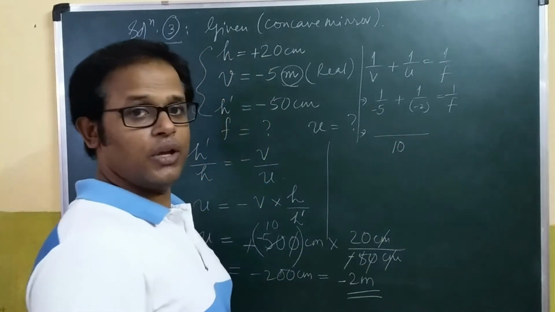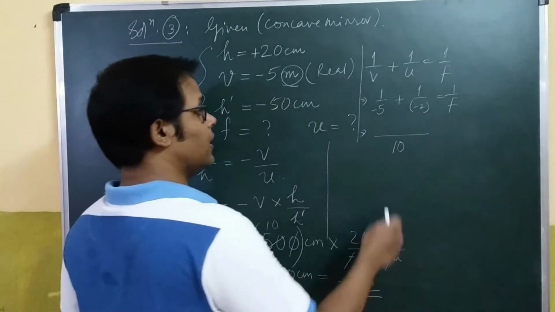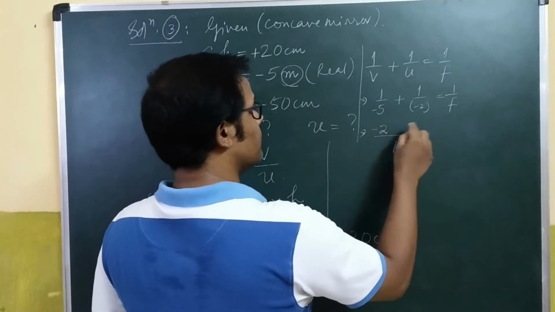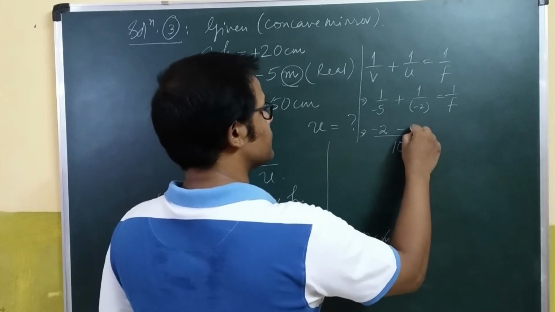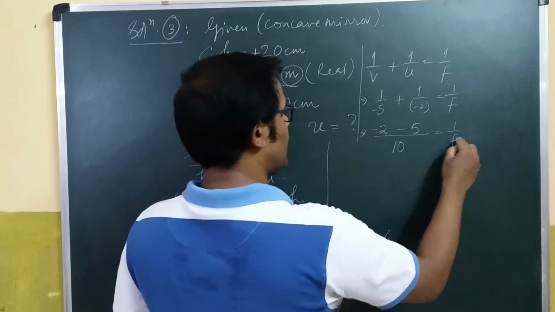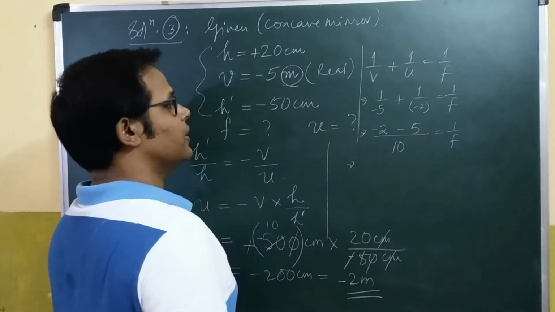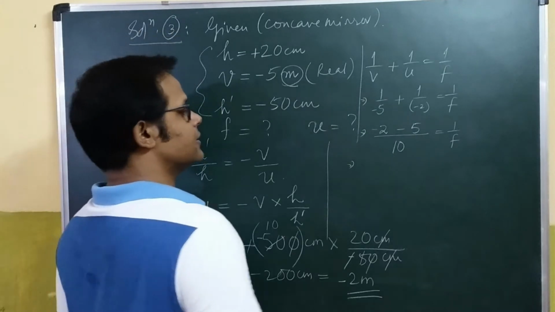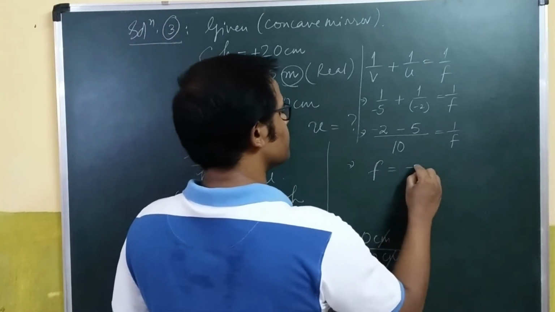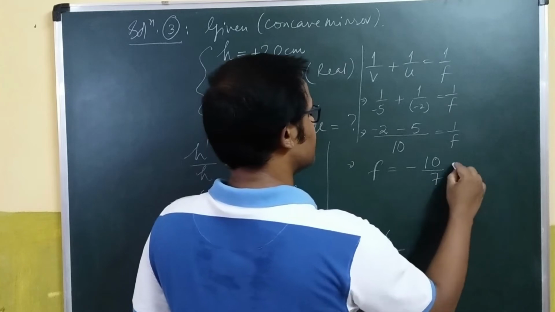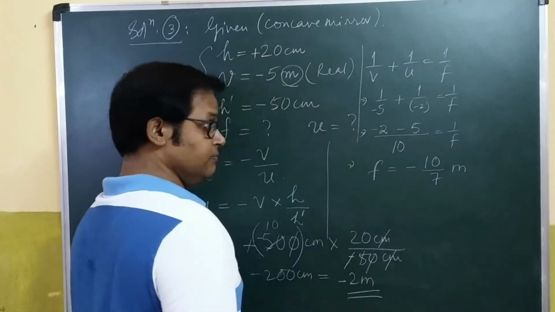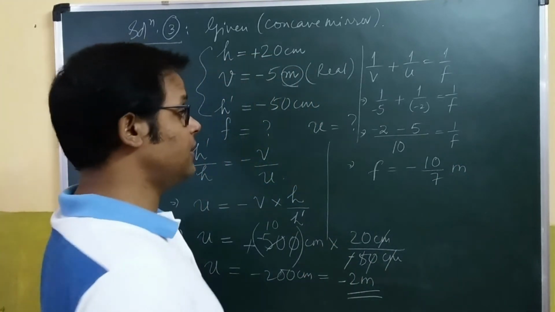My dear students, I'm doing this in meters in this case. Whenever I need, I can just change. Minus 2 minus 5 is 1 by F. So you can easily see that we are going to get F equals minus 10 by 7 meters. Okay, minus 10 by 7 meters.